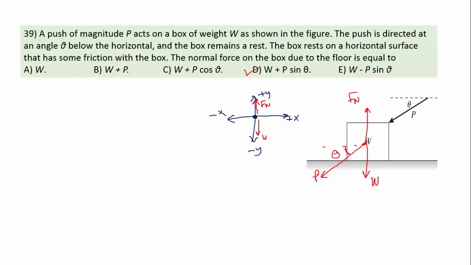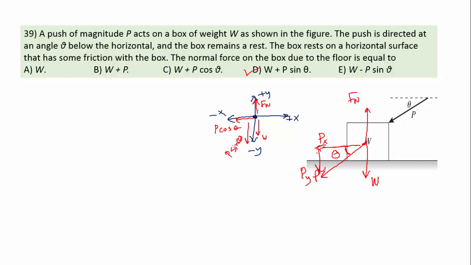Now the force P here can be resolved into two components. The x component, which will be P cosine the angle theta, since the x component here is adjacent to the angle, while the y component of P, so this is P sub x, while P sub y, the y component of P, is opposite to the angle, so it is P sine theta. So the vertical component of P is P sine theta.